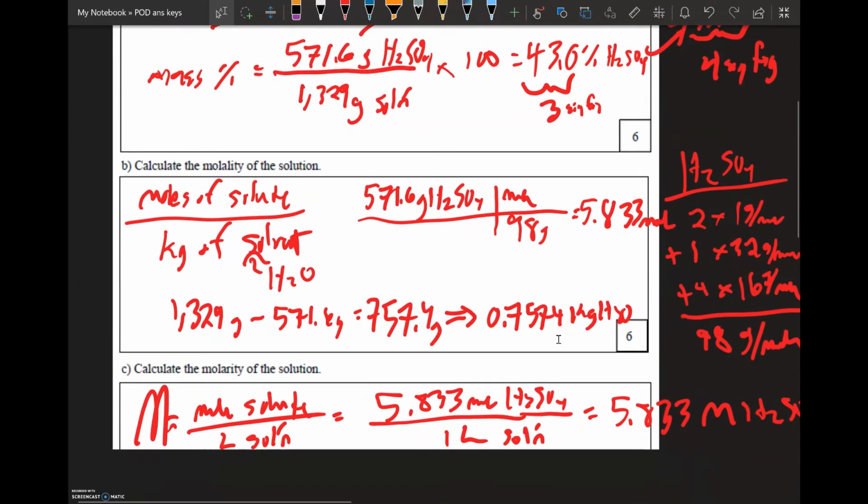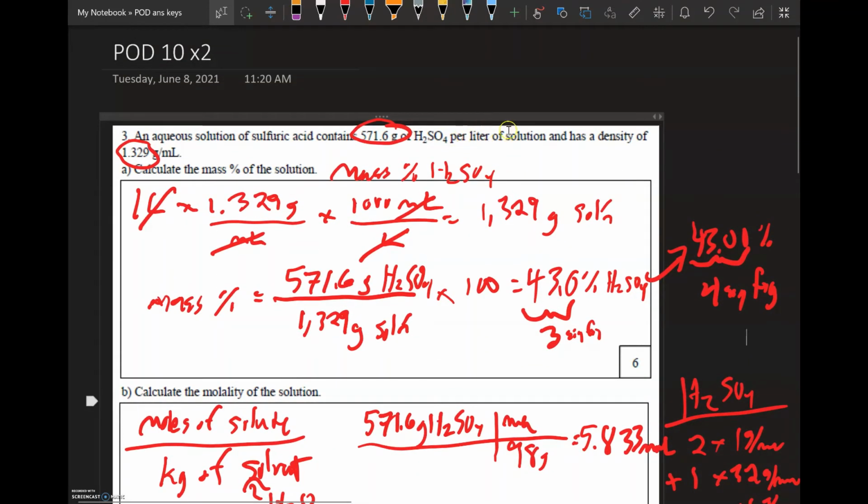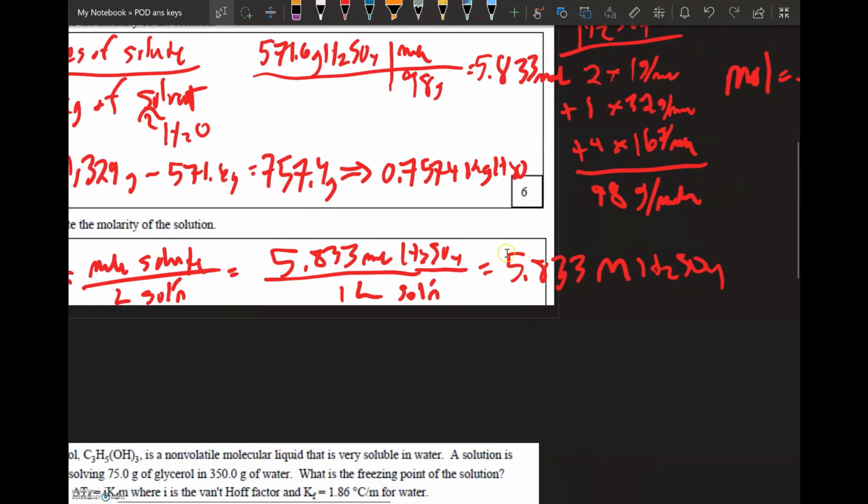Now the last part to this question would be calculate the molarity of the solution. So molarity is moles of solute per liter of solution. We already have the moles of sulfuric acid here because we just calculated that in part B. And they also tell us that we have per liter of solution. That was the information given to us in the beginning here. So all we do is just divide them out, which if you divide by 1, you end up with the same answer. So the molarity would be 5.833 mole of H2SO4.